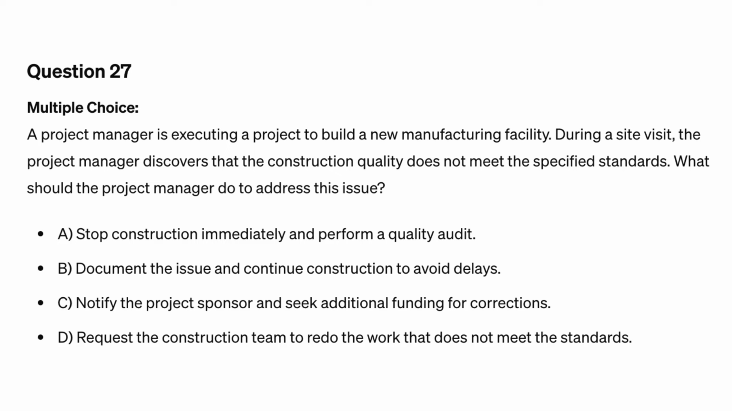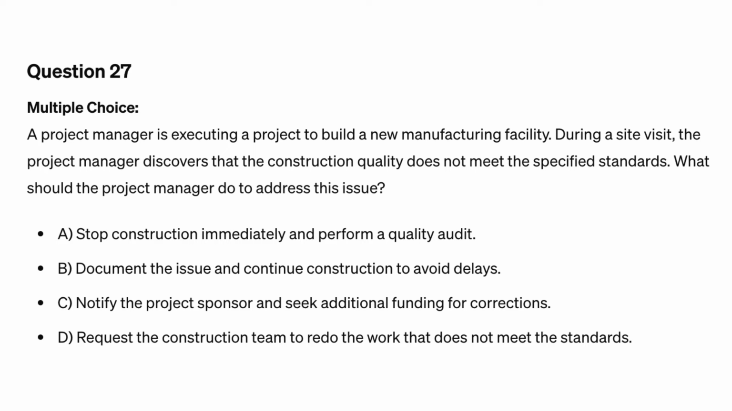Question 27. A project manager is executing a project to build a new manufacturing facility. During a site visit, the project manager discovers that the construction quality does not meet the specified standards. What should the project manager do to address this issue? A. Stop construction immediately and perform a quality audit. B. Document the issue and continue construction to avoid delays. C. Notify the project sponsor and seek additional funding for corrections. D. Request the construction team to redo the work that does not meet the standards.